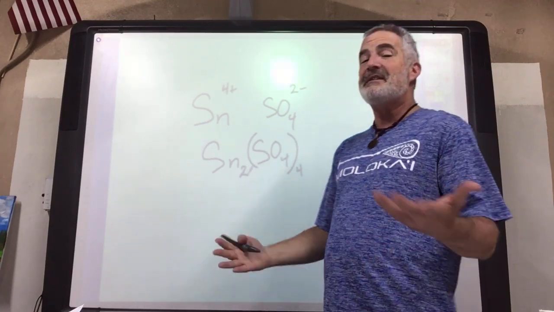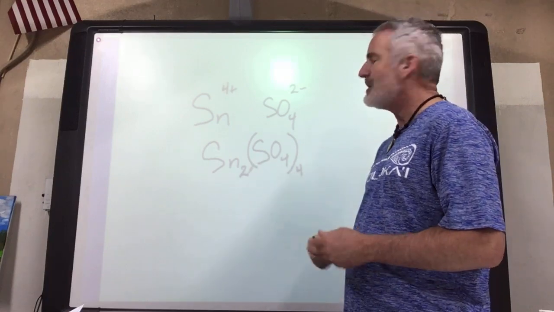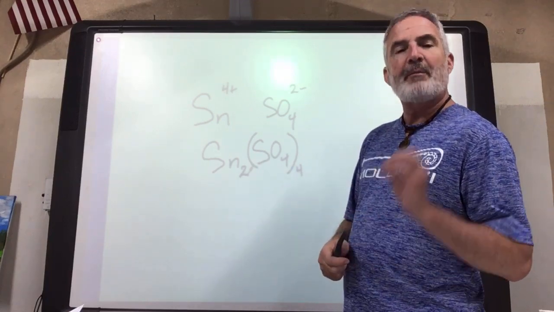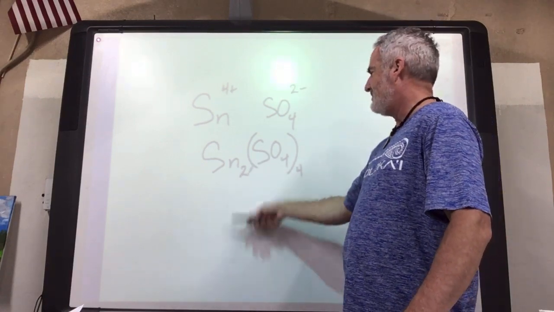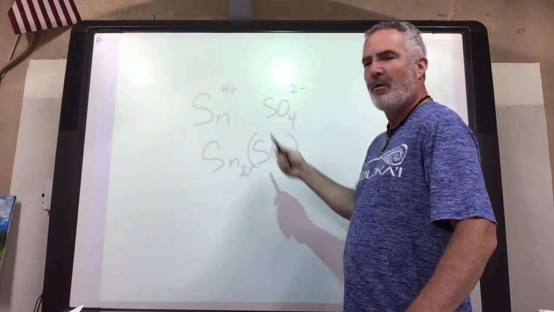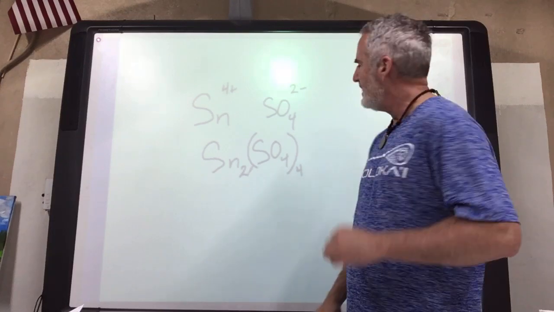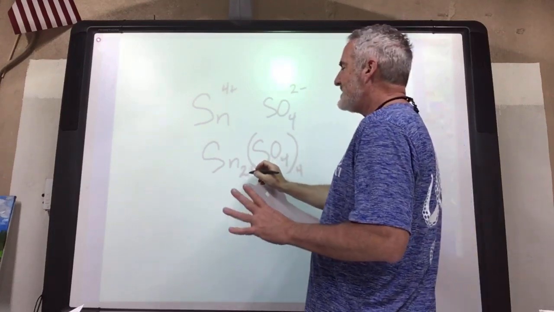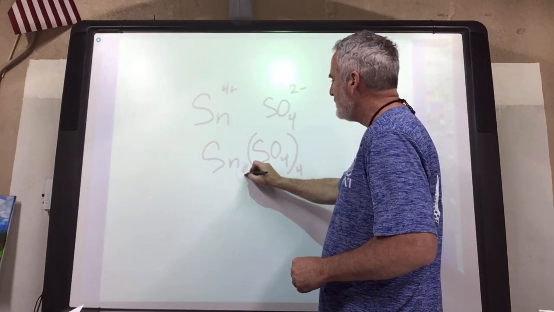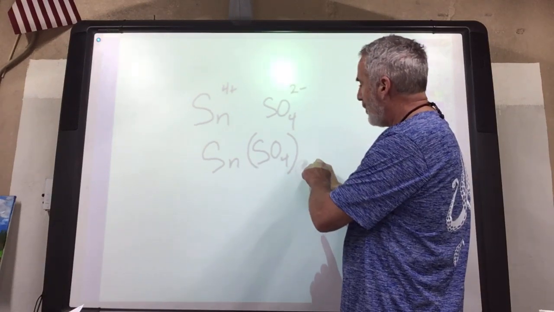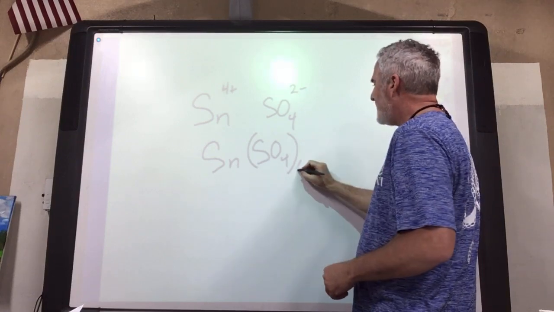All right, so is this in the smallest whole number ratio? Remember, we want these formulas to be in the smallest whole number ratio. And no, it is not, because 2 will go into 4 2 times. So this is not in the simplest whole number ratio, so we need to erase this. So 2 goes into this 4 2 times.